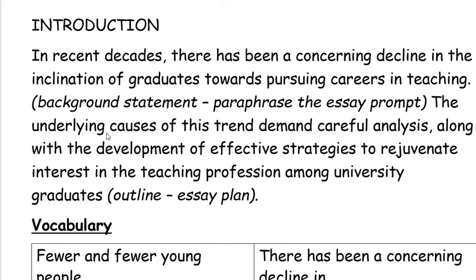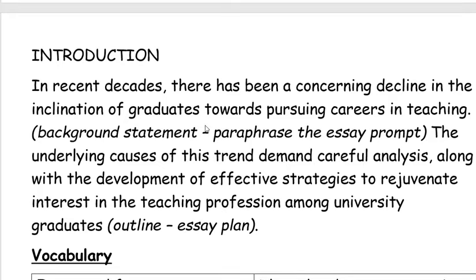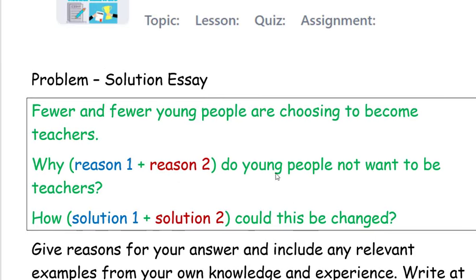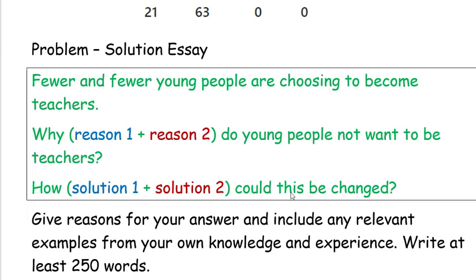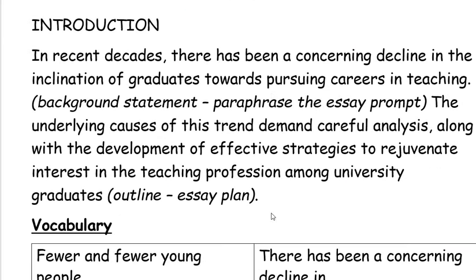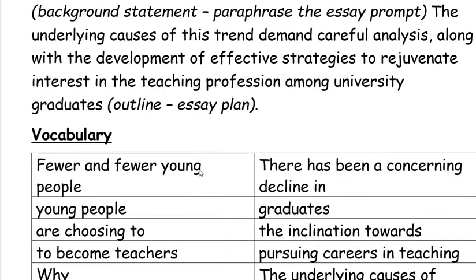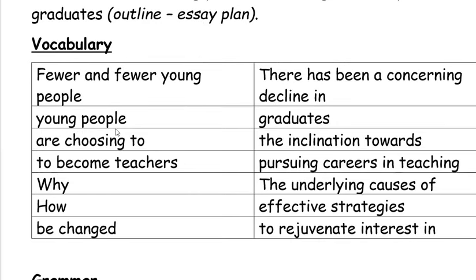Okay, so here, the underlying causes of this trend demand careful analysis. Because the question is, why do young people not want to be teachers? Therefore, here we've written the underlying causes of this trend demand careful analysis, meaning that you will analyze the underlying causes of this trend. Here, along with basically means with. Next, the development of effective strategies. So in this case, strategies, right? This is the same as solutions, because here the question is, how could this be changed? Okay, so basically what you're saying is that you're going to analyze several effective strategies to rejuvenate interest in the teaching profession among university graduates.